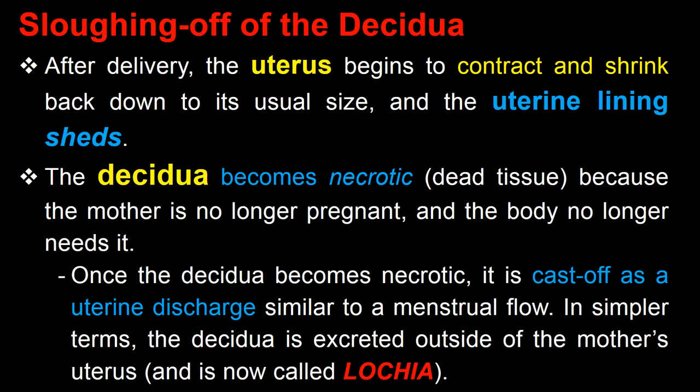Once the decidua becomes necrotic, or dead tissue, it is cast off as a uterine discharge. Since it is dead tissue, the body will cast it off and it will become a uterine discharge, which is similar to your menstrual flow. It looks like a period. In simpler terms, the decidua is excreted outside of the mother's uterus, and when it goes out of the uterus, it is already termed as lochia.